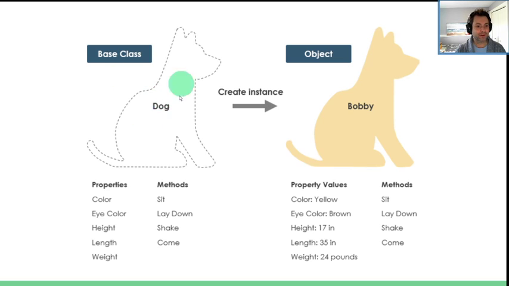But yeah, you have your base class diagram. Exactly, instantiating it is the proper term for that. So yeah, you're filling in the variables. Okay, so I'm going to create a dog. Call it Bobby. It's a yellow, probably a yellow lab or something. Brown eyes, 17 inches, 35 inches, 24 pounds. I still can tell it to sit and lay down and shake and come to you. Things like that, right? This is basically just proving out your class diagram. Do we have all the proper attributes to describe a dog? Do we have all the proper methods to describe a dog?